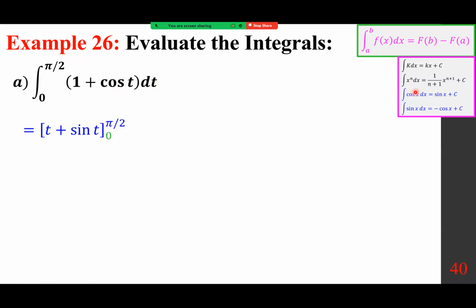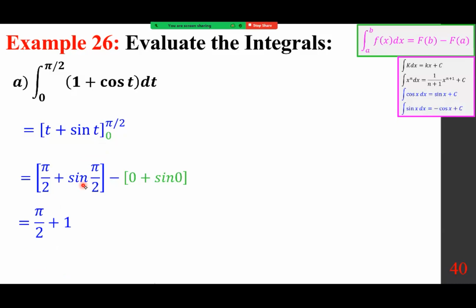We plug in pi over 2 and we plug in 0. So pi over 2 plus sine pi over 2, minus 0 plus sine 0. As you know, sine of 0 is 0. So everything here is 0, so that goes to 0. Pi over 2, we're going to keep it. And sine of pi over 2 is 1. And that's the precise answer, everybody. That's the precise answer. You don't have to change it.